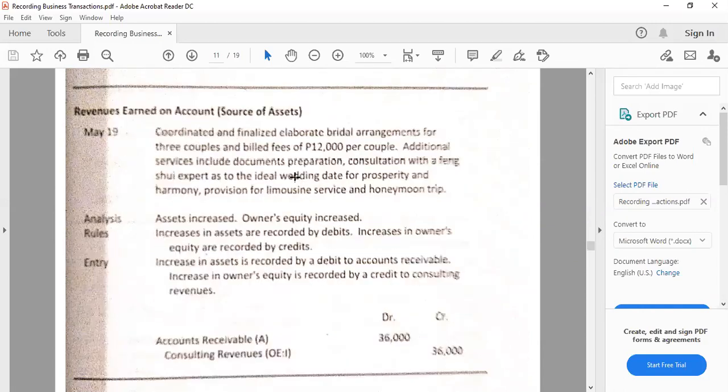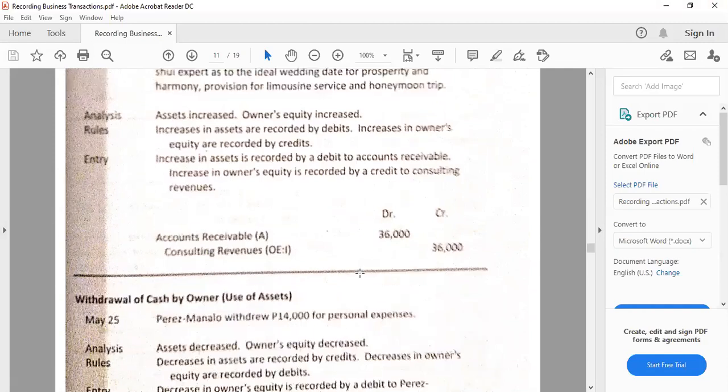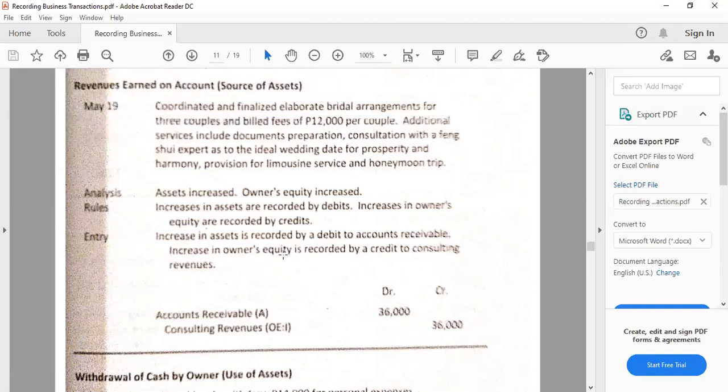Next, revenues earned on account. So this is being able to render the services. However, the customer did not pay in cash. They just provided oral or verbal promises to pay. So in that case, we are going to debit accounts receivable, 36,000, that's 12,000 times three couples, and then credit consulting revenues, 36,000.